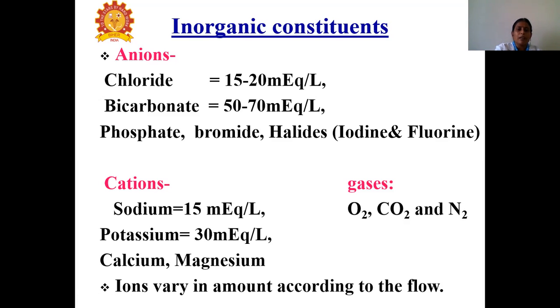The amount of sodium present in the saliva is 15 milliequivalent per liter, and potassium is 30 milliequivalent per liter, along with calcium and magnesium. Gases present are oxygen, carbon dioxide, and nitrogen. The ions vary in amount according to the flow.